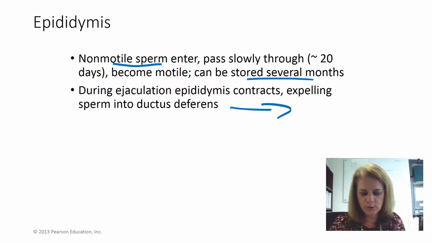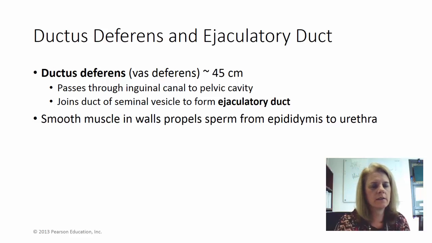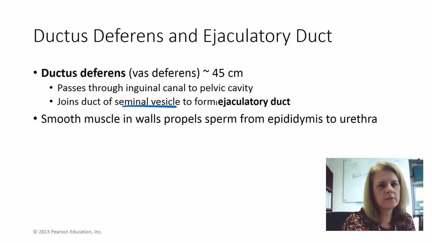Vas deferens is the old term. I still tend to say that. So the ductus deferens is the actual tube that carries sperm from the epididymis out to the urethra. So we're going to cover that. It actually joins some other structures along the way, especially the seminal vesicle, to form something called the ejaculatory duct.